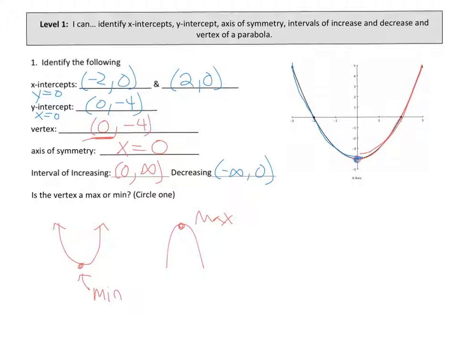And we already said this parabola has a minimum point because it's a right side up parabola, so it has a lowest point, which we call min.